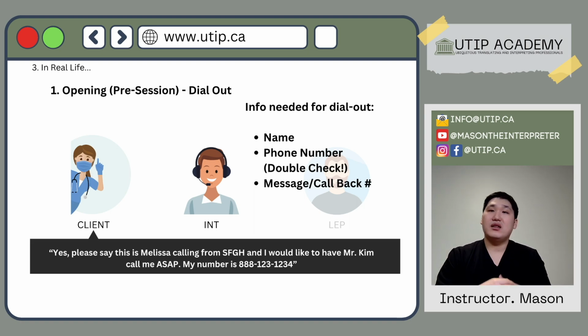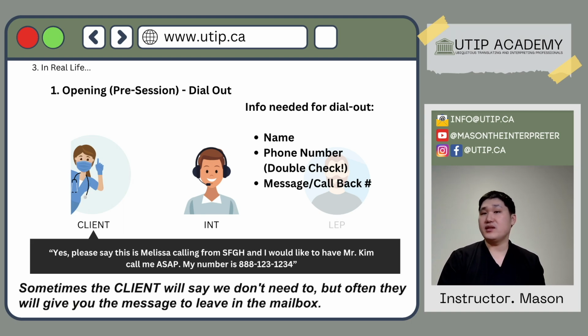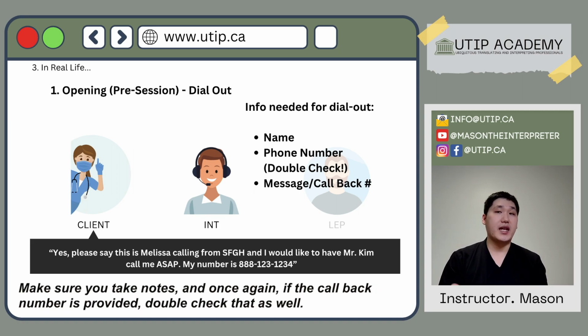Yes, please. Say, this is Melissa from San Francisco General Hospital. Please call me back as soon as possible. My number is 888-123-1234. Sometimes the client will say, we don't need to, but often they will give you the message to leave in the mailbox. Make sure you take notes, and once again, if the callback number is provided, double check that as well.